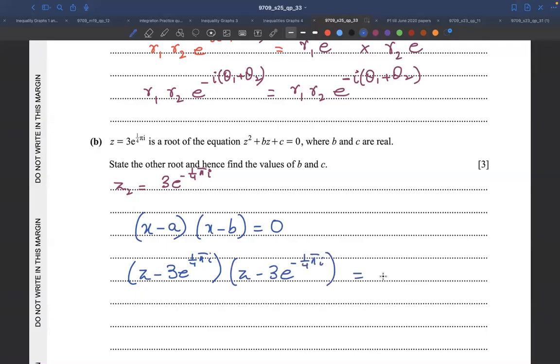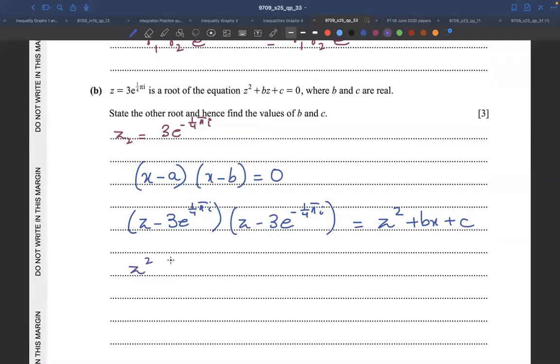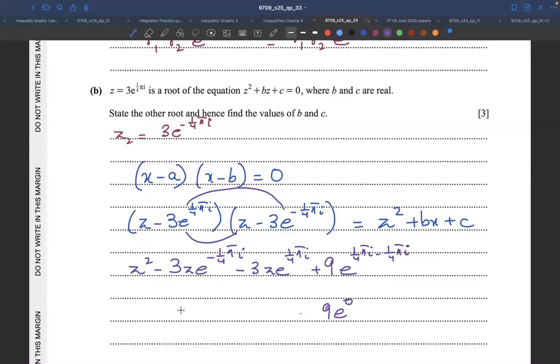And now we can compare it with the original form to find the values of b and c. So expanding the left hand side, we get z squared minus 3z e to the power iota 1 upon 4 pi, then minus 3z e to the power negative 1 upon 4 pi iota. Now we multiply these two terms, so this will become plus 9 e to the power, and the powers add up, so 1 upon 4 pi and minus 1 upon 4 pi iota will cancel. So this will become 9 e to the power of 0. Plus, taking z common, what we get is minus 3 e to the power minus 1 upon 4 pi iota minus 3 e to the power plus 1 upon 4 pi iota, times z.